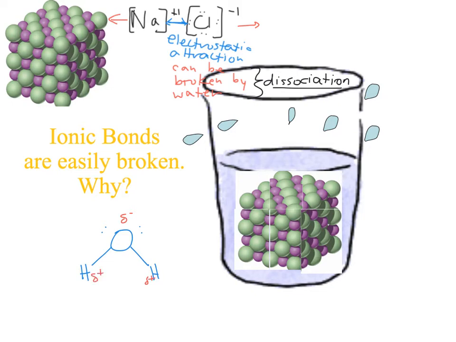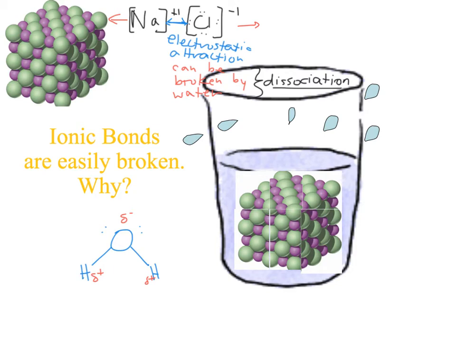So if you take these positive and negative ions, like this crystal, and you dump it into water, then the positive and negative charges are going to interact with the negative end of the water and the positive end of the water, and these ends of the molecule will stabilize the ions even further.